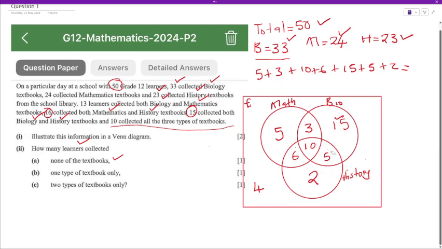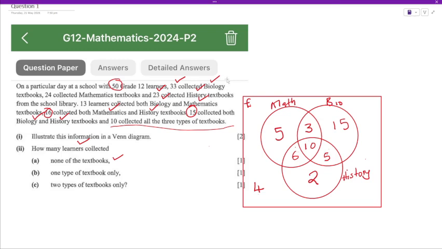So at this point, do you have any questions? In fact, before I invite for questions, let me just emphasize a few points. So you always make sure that as you are doing this question, you start plugging in values right from the center. Okay? Then you start going outwards. You start with the intersections. After the intersections, then you can go to those parts for only. Okay? Mathematics only, history only, and the other subjects. So this is how you plug in this information on your Venn diagram.